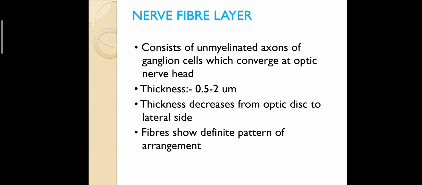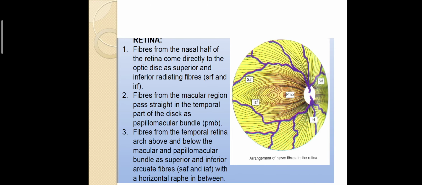So you need to remember, these are unmyelinated axons of ganglion cells, which converge at the optic nerve head to form the optic nerve. So all these nerve fiber layers converge at the optic disc. So the arrangement of these nerve fiber layers is important, because based on this there are field defects which you see in glaucoma. So here you can see in this picture the nasal fibers from the nasal half of the retina, they are coming directly to the optic disc as superior and inferior radiating fibers. So that is the nasal fibers.